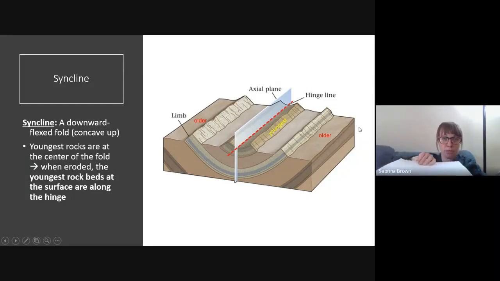So to tell the difference between an anticline and a syncline, anticlines are arch-shaped, oldest in the middle. Synclines are U-shaped with the youngest in the middle.